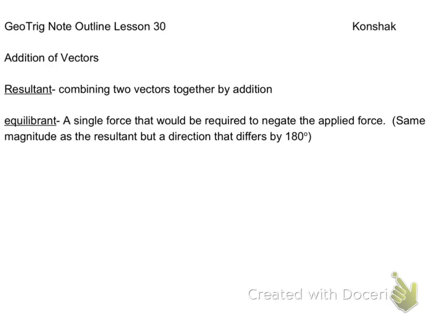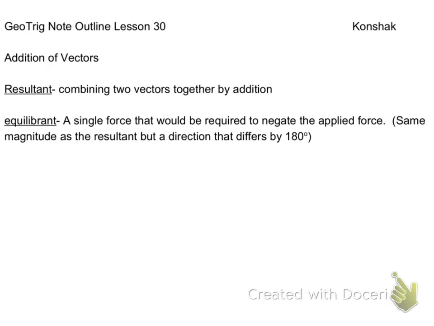Lesson 30 from GeoTrig, a continuation of polar form and rectangular form, is I want you guys to be able to add vectors together. Polar form, guys, is just another way of saying a vector. Vectors, again, have direction and magnitude. So direction and magnitude, think of Despicable Me. Okay? Not Victor, vector. Okay?